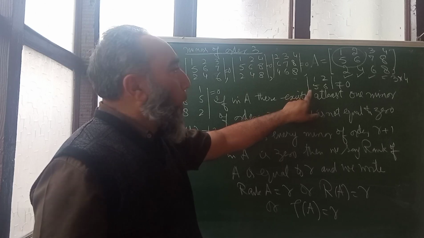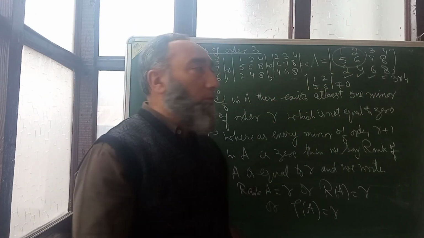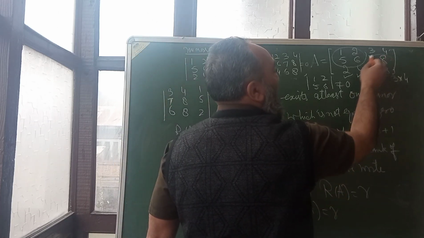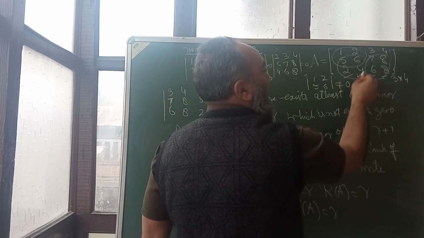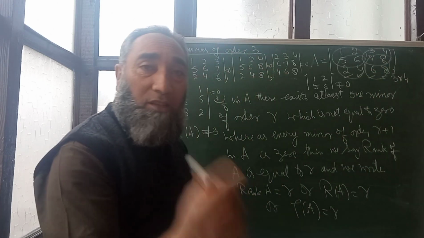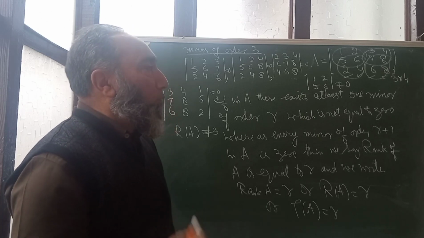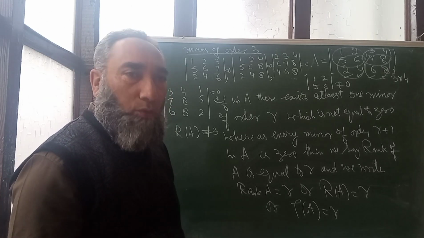Got it? Although there are so many minors of order 2 which are not equal to 0, each of these is a minor of order 2 which is not equal to 0. But there is at least one minor of order 2 which is not equal to 0. Therefore, we say rank of A is equal to 2.